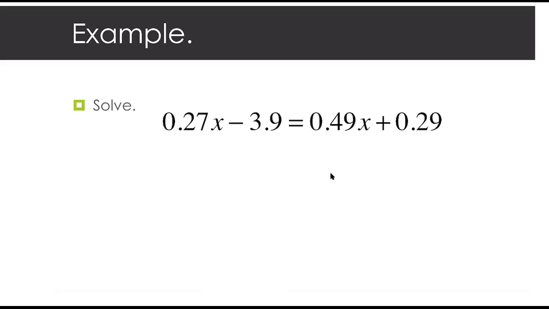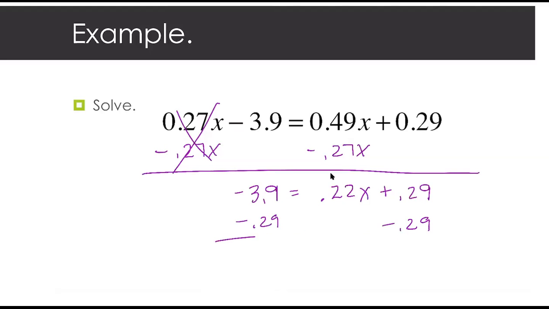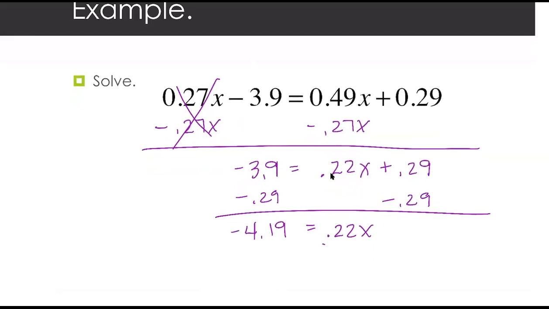Again, we need all the variables on one side, the numbers on the other side. So we're gonna subtract 0.27x. Again, it doesn't matter what side you go with, you'll still get to the same answer. So we have -3.9 equals 0.22x plus 0.29. Subtract our 0.29. So we'd have 0.22x equals -4.19. And then divide both sides by 0.22.